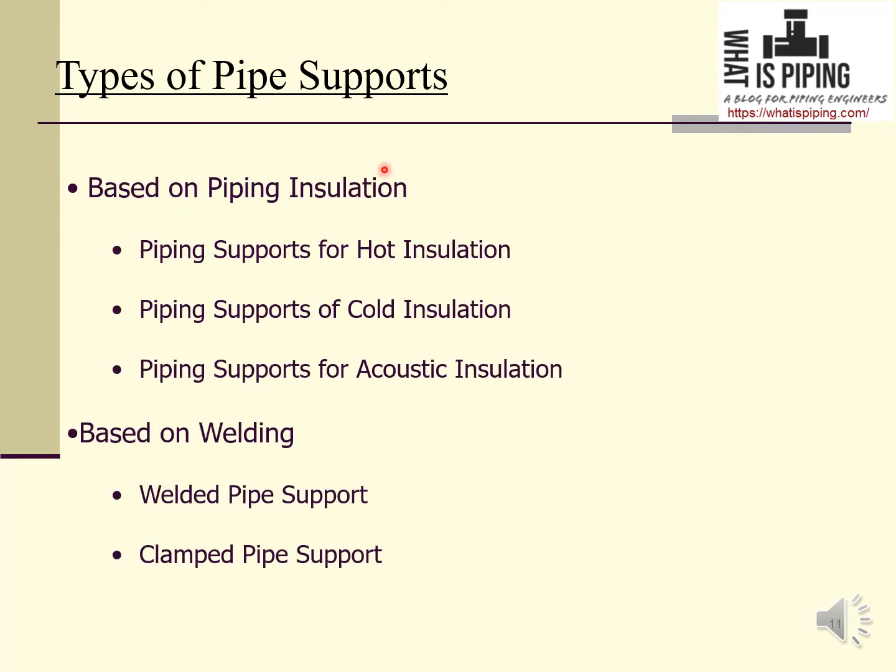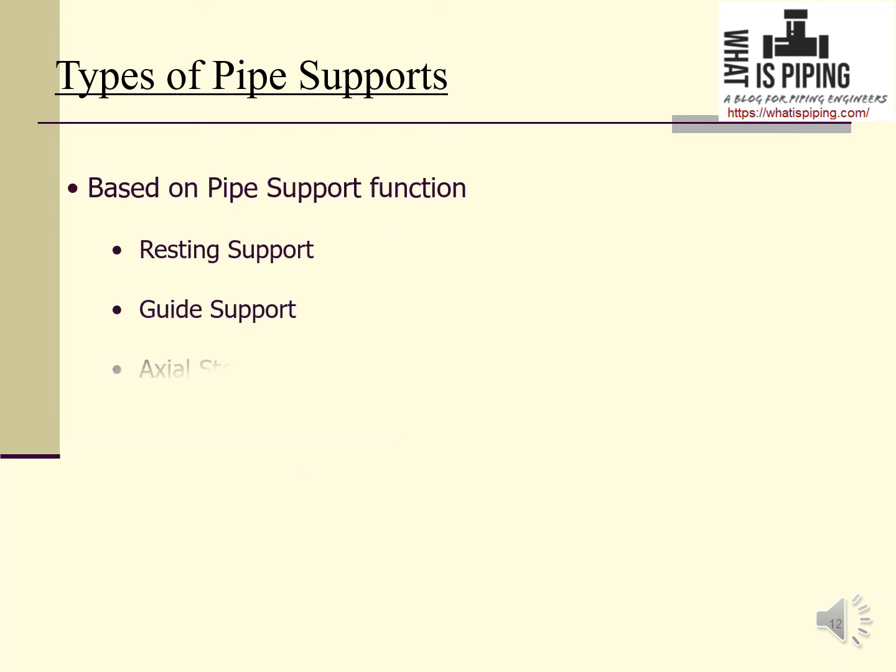Now based on the piping insulation, they are classified as piping supports for hot insulation, piping supports for cold insulation, and piping supports for acoustic insulation. Now based on welding, supports are classified as welded pipe supports and clamped pipe supports. Now depending on the function, pipe supports are classified into various groups like resting supports, guide supports, axial stop or line stop supports, anchor supports.